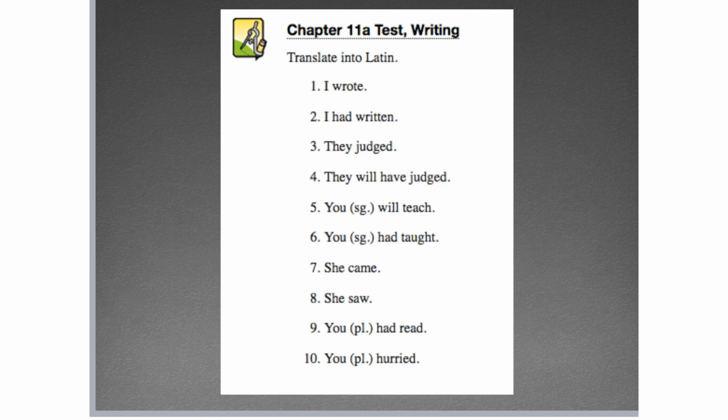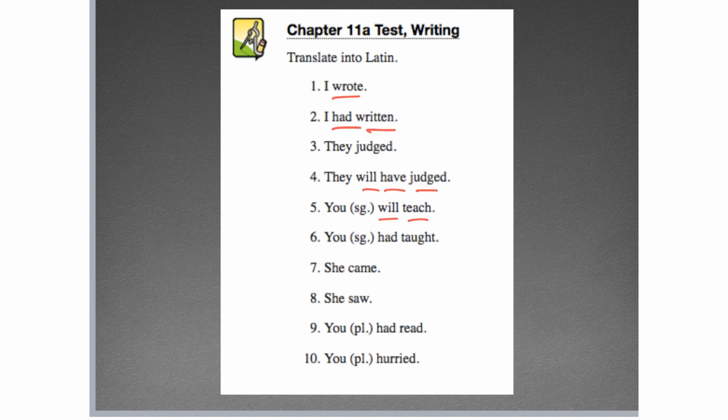All right, now we're just translating these verbs into Latin. Same thing, make sure to identify the tense. So in other words, I wrote, simple past, that's going to be my perfect. I had written, that's going to be my pluperfect because of the had. They will have judged, that's going to be my future perfect, excuse me. All right, but watch out for number 5. You will teach. That's going to be my simple future, the one from the first and second principal part. So just be careful of things like that.